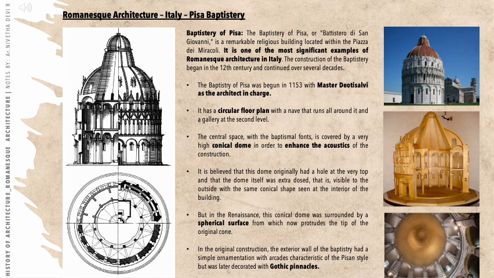It is believed that this dome originally had a hole at the very top and that the dome itself was extradosed, that is, visible to the outside with the same conical shape seen at the interior of the building. But in the Renaissance, this conical dome was surrounded by a spherical surface from which now protrudes the tip of the original cone. In the original construction, the exterior wall of the baptistry had a simple ornamentation with arcades characteristic of the Pisan style but was later decorated with Gothic pinnacles.